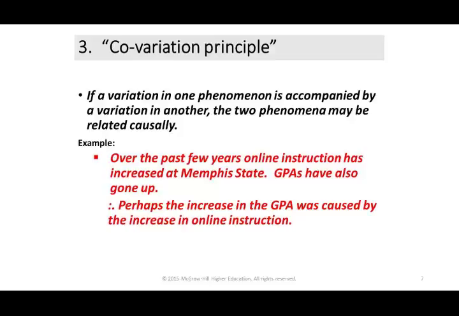Now, beyond that, we'll have to do a cause and effect experiment, but that will be the lesson that we cover in the next lesson. That'll be what we cover in the next lesson.